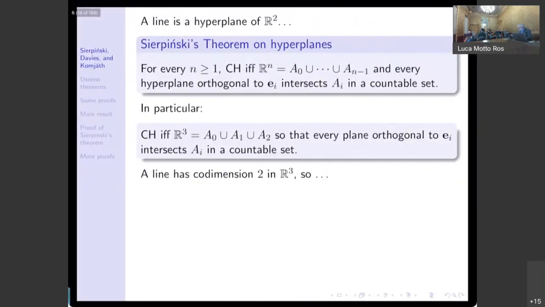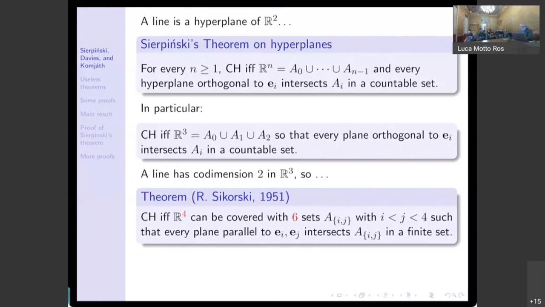So a line has codimension 2 in R^3. So is there a finite version? Yes, and this was proved by Sikorski, still in the same volume of Fundamenta, same issue. Sierpiński proved an instance of this general theorem by Sikorski. CH if and only if R^4 can be covered with six sets, A_ij, with i less than j less than 4, such that every plane which is parallel to e_i and e_j, so you choose a possible coordinate plane and then you translate it, has to intersect the relevant set in a finite set. So this is the correct analog to Sierpiński 1951.